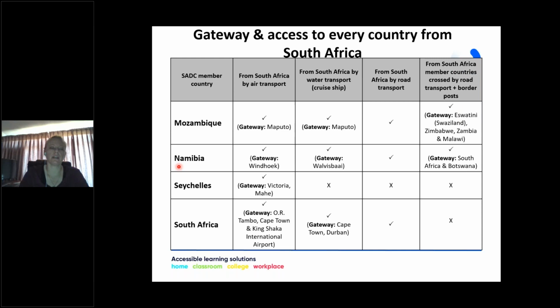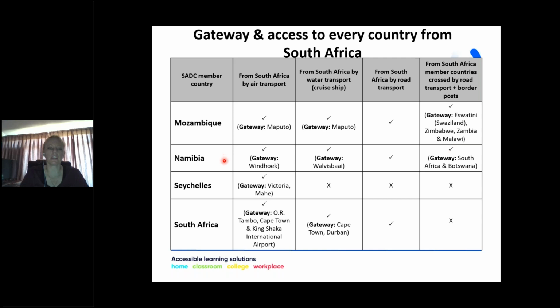Mozambique. You can reach Mozambique via air transport. The gateway is Maputo. You can also reach it by water transport. Gateway, once again, Maputo. You can travel via road. You will then cross countries with Eswatini or Zimbabwe, Zambia, Malawi.